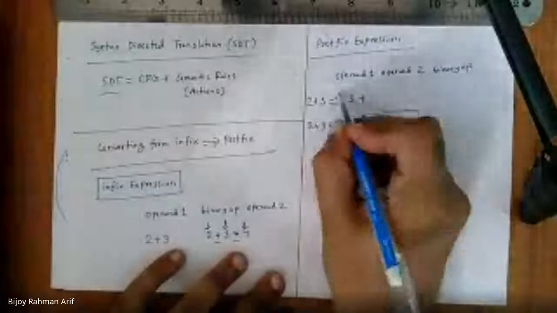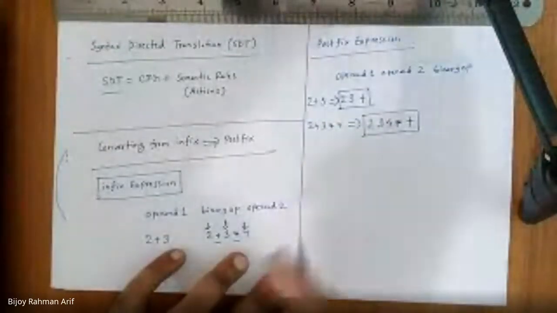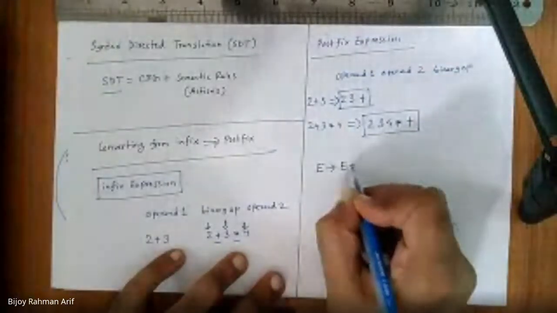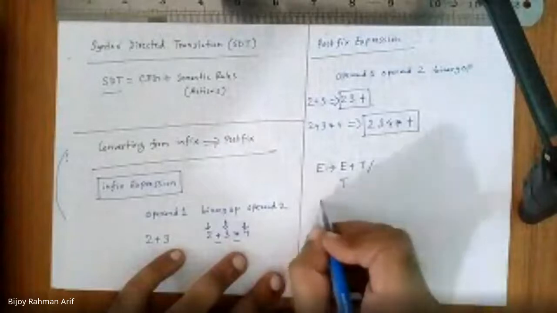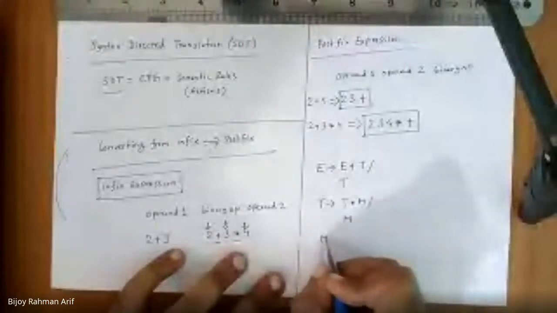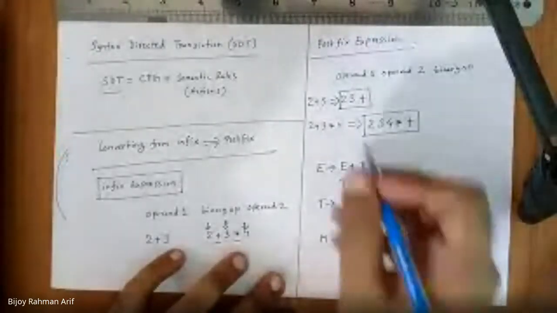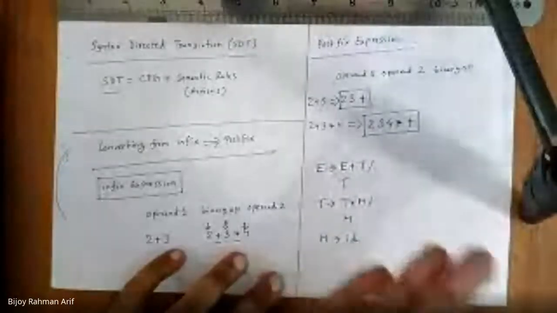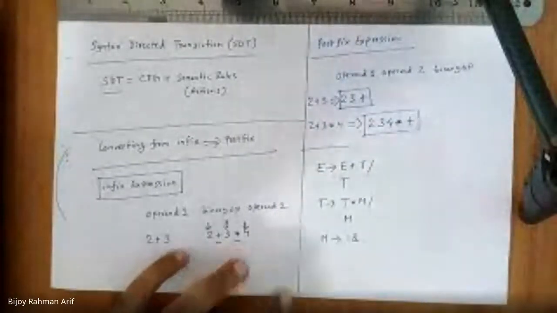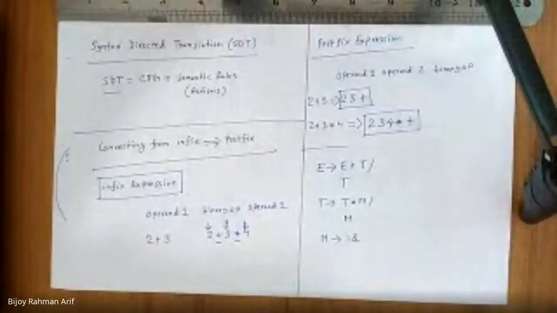So how can you convert? Let's assume I have given this grammar, our simple calculator grammar. E derives E plus T or T. T derives T star M or M. M derives ID. How can you write the SDT so that whenever you give any infix expression, it is going to write the postfix expression? This is the grammar. What would be the SDT?